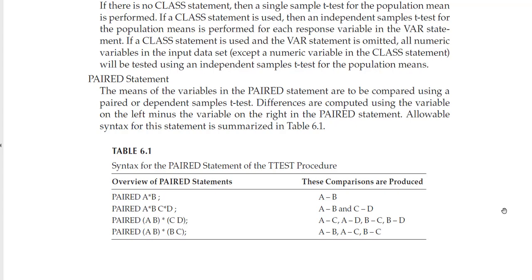Which two variables are paired, and generically those are A and B. Back in table 6.1, A asterisk B is going to compute A minus B. And you can do more than one pair in here, and so there are 3 different syntax options to show you how those go. So for us, if we wanted A minus B, we listed A asterisk B. If you want B minus A, then you need to reverse the order of those in the paired statement. And that would happen with any of these different syntax options.